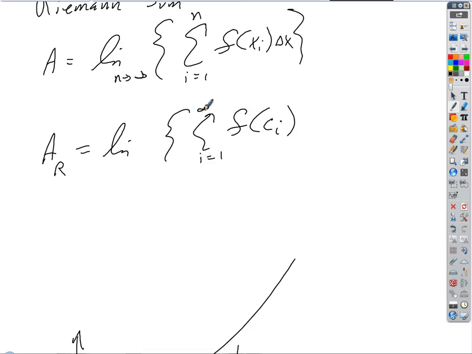I don't know why I put infinity there. That's kind of dumb. 1 to n. You can't do that. 1 to n of f of c sub i times delta x sub i. That doesn't seem like much, but it's significant. For us, it's not going to change anything. But what that's telling us is that delta x does not have to be uniformly sliced.